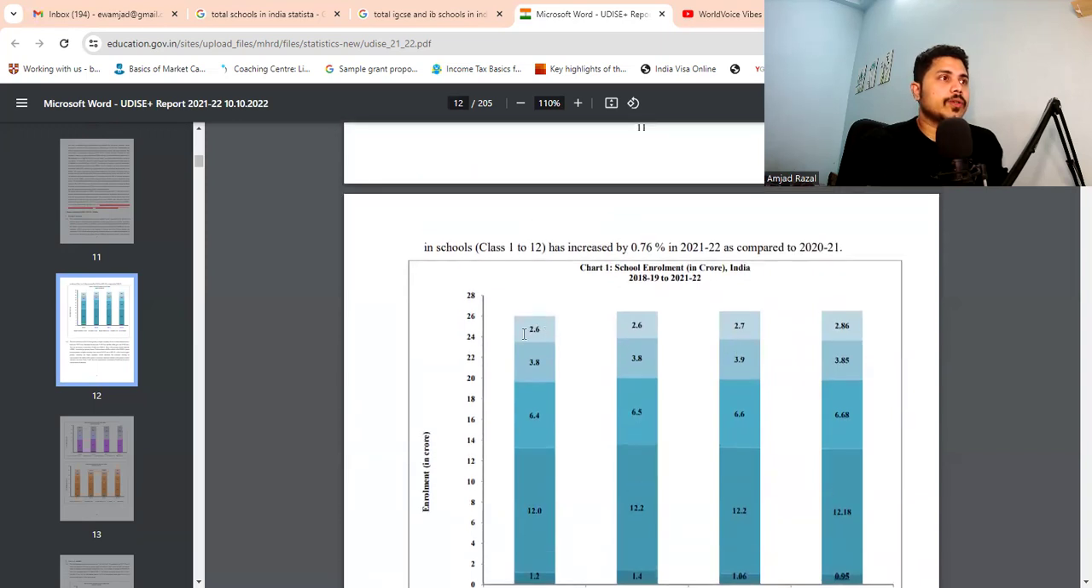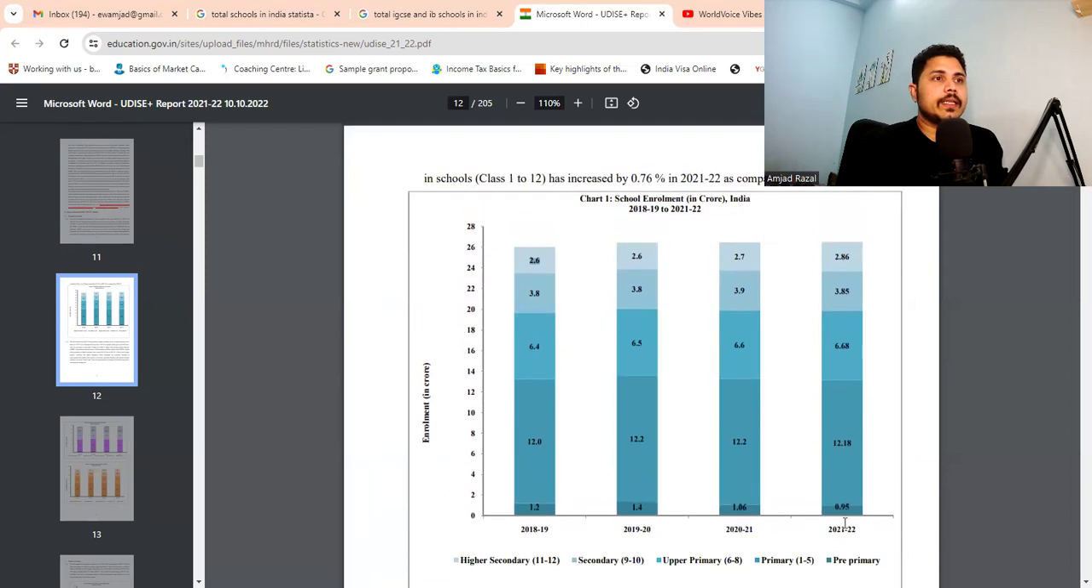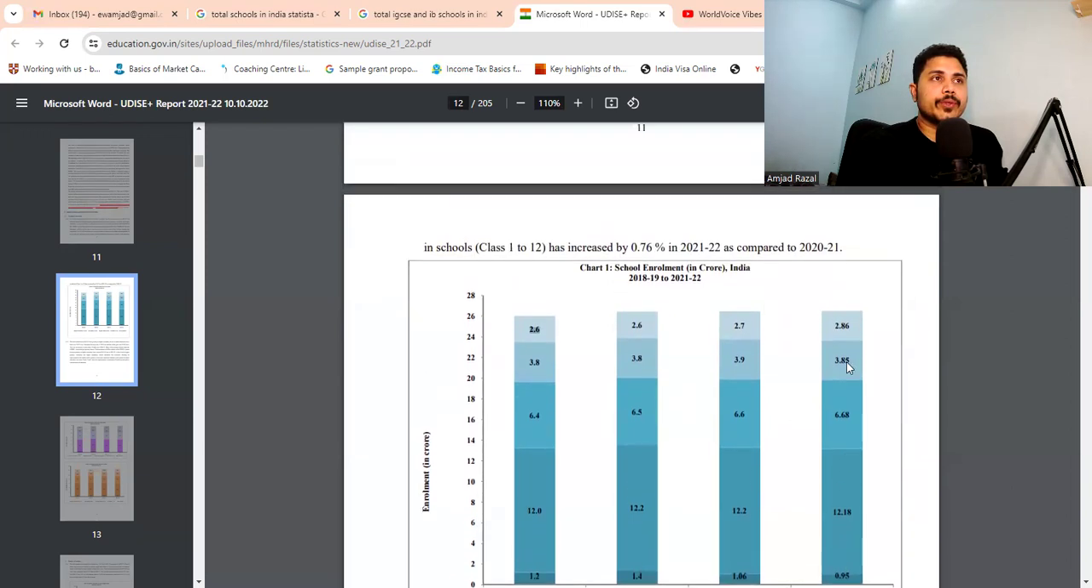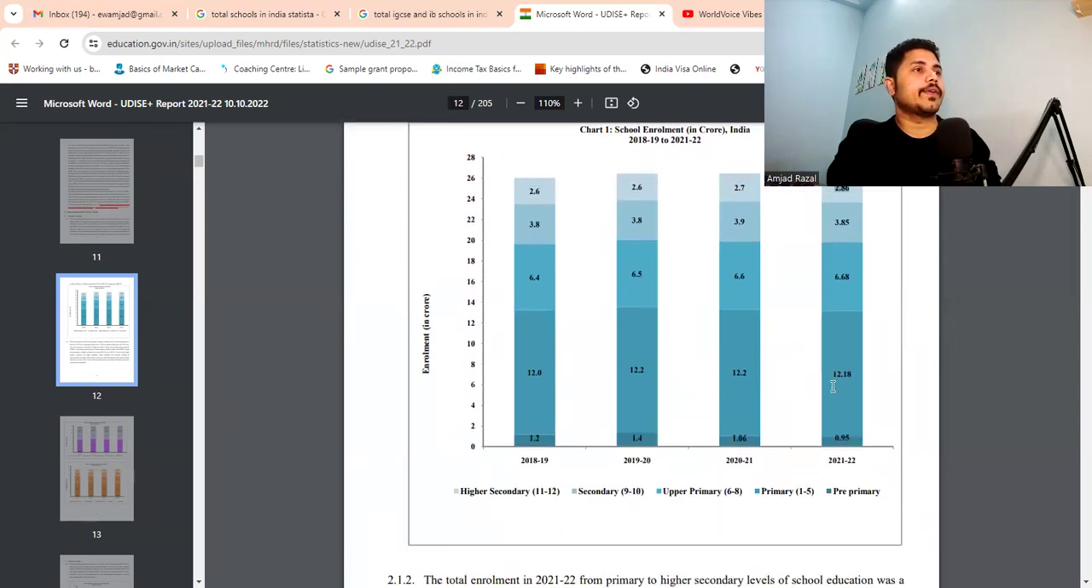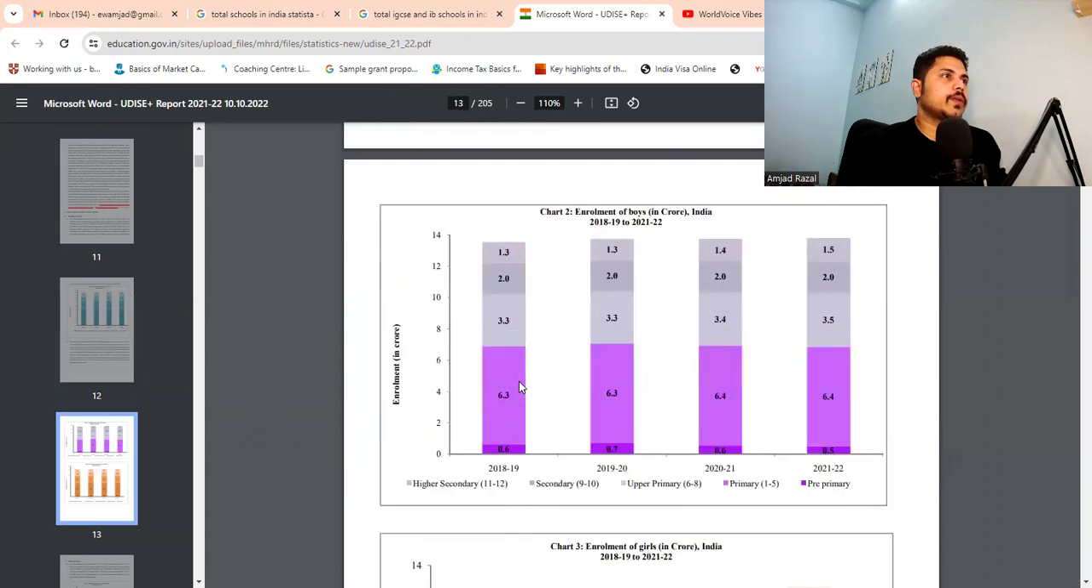So you see in higher education also, it is 2.6 crore in 2018-19, and if you compare it with 2021-22, there you have nearly 2.86 crore enrollment in higher secondary education. So this is just a quick understanding of the enrollment. Now, if you want to understand it summary-wise, you can just read this particular thing.